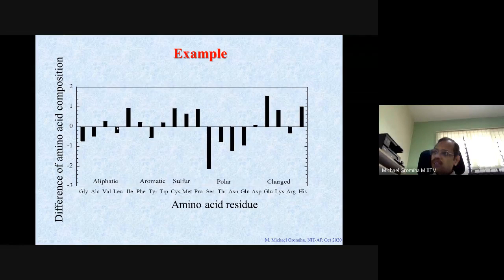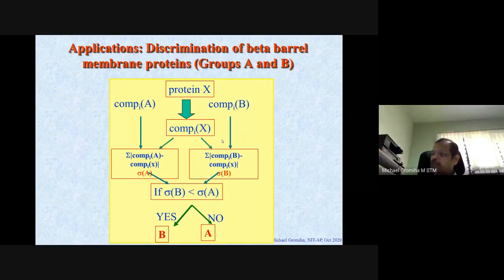And I grouped the amino acids in various groups: aliphatic, aromatic, sulfur, polar, or charged. And the polar ones, if you see, are very high in the beta-barrel proteins, in the membrane proteins. And the charged one is very high here, the sulfur one is high here. Some of them have no change, there is no difference. Right? So these residues are the characteristic features of the proteins, and easily you can discriminate this type of proteins. Right? I'll tell you how to do it.